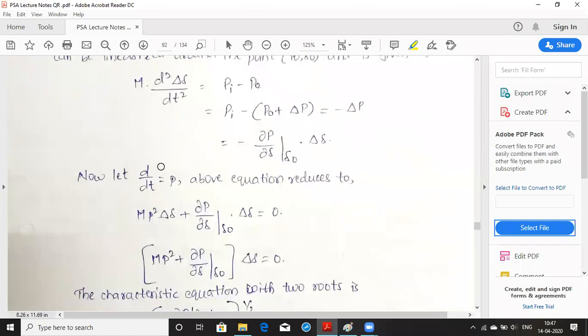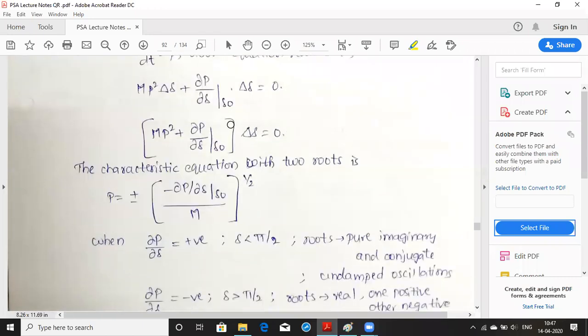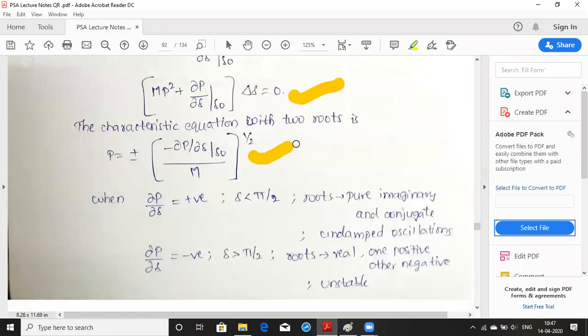Now we are just rewriting d by dt as p, therefore you will get M p squared. p is nothing but d by dt. If you derive this, this is actually a characteristic equation. For this characteristic equation, you are going to find the two roots. These are actually the two roots: plus or minus the square root of dou P by dou delta at delta equal to delta naught divided by M. So these are the two roots. Okay.